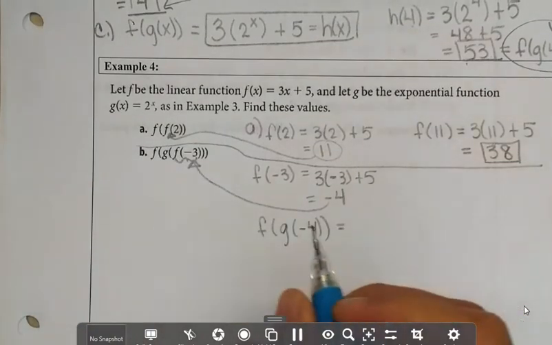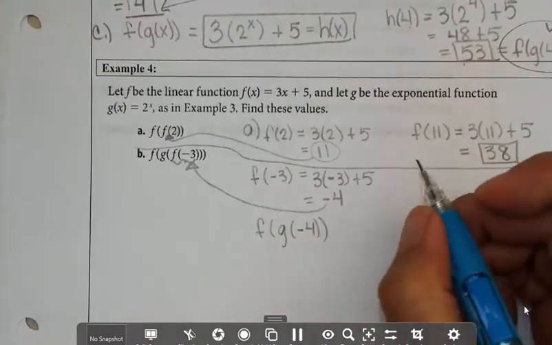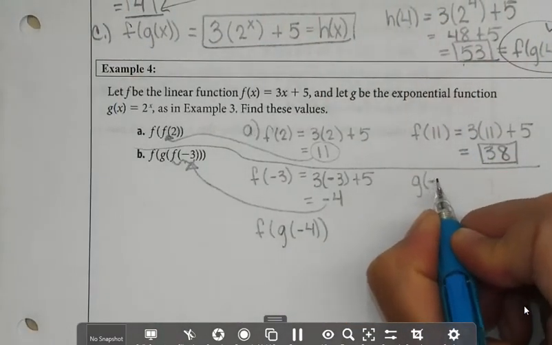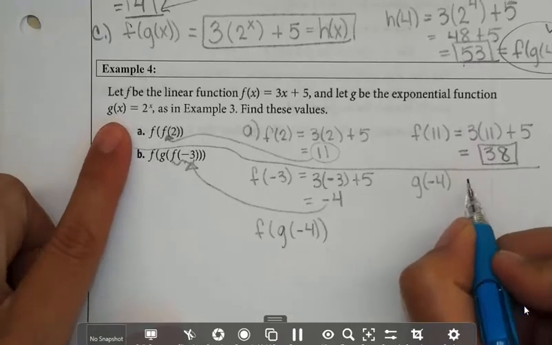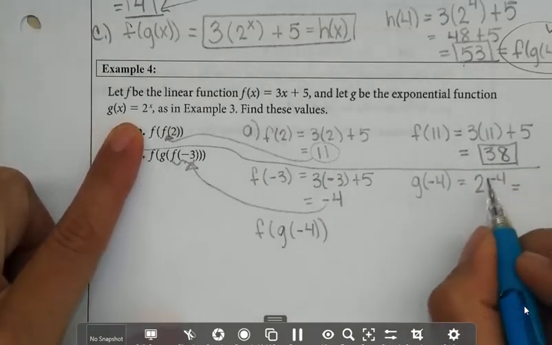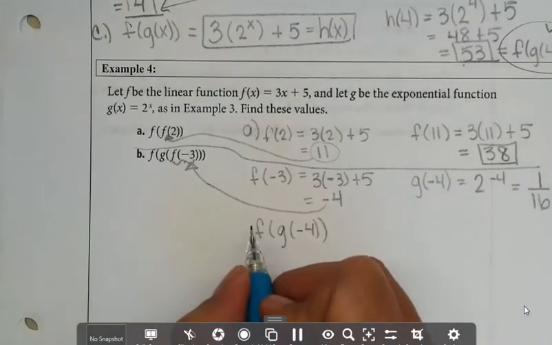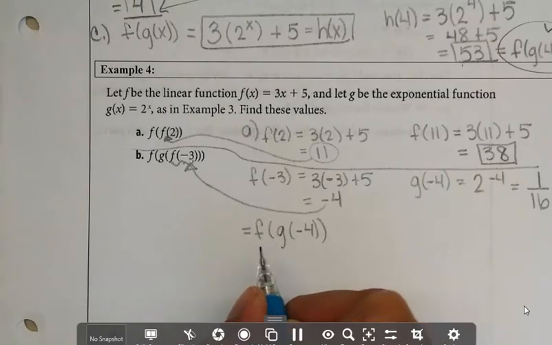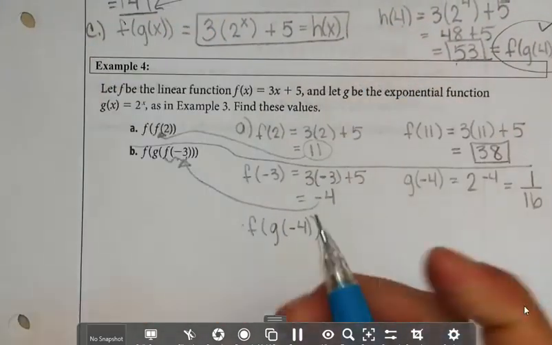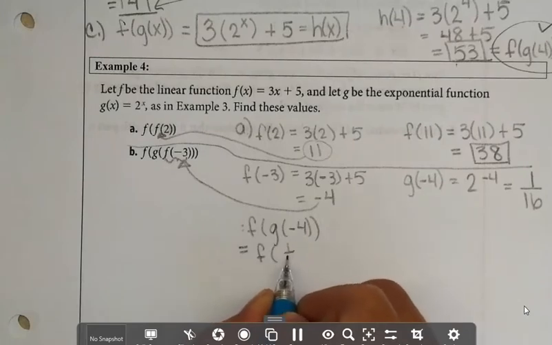All right, well, let's see. I'm going to go over here. Let's figure out what g of negative 4 is. Well, that's 2 to the negative 4th, which hopefully you all remember. This becomes 1 over 16. Okay, so really f of g of negative 4 becomes f of 1 over 16.